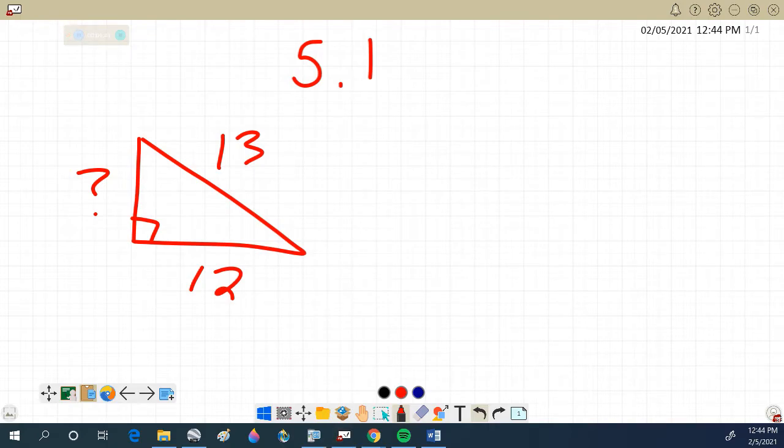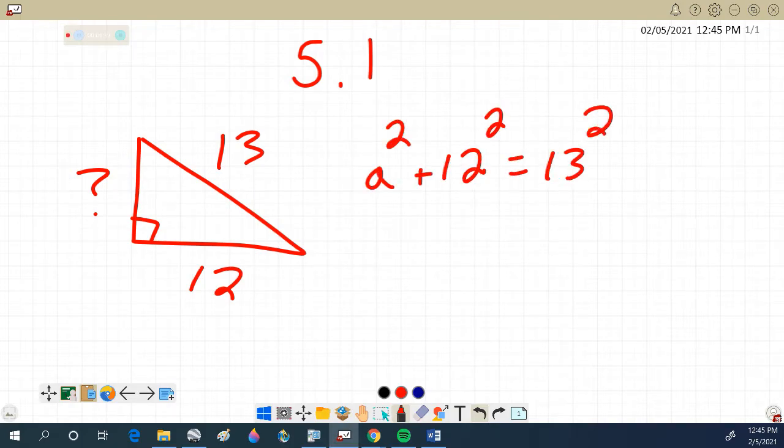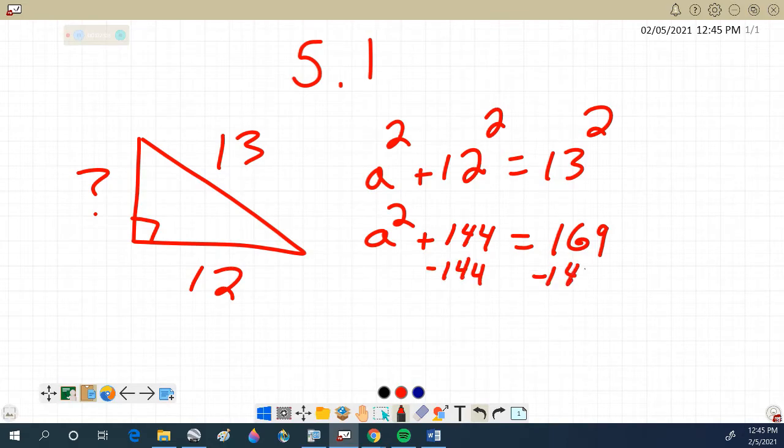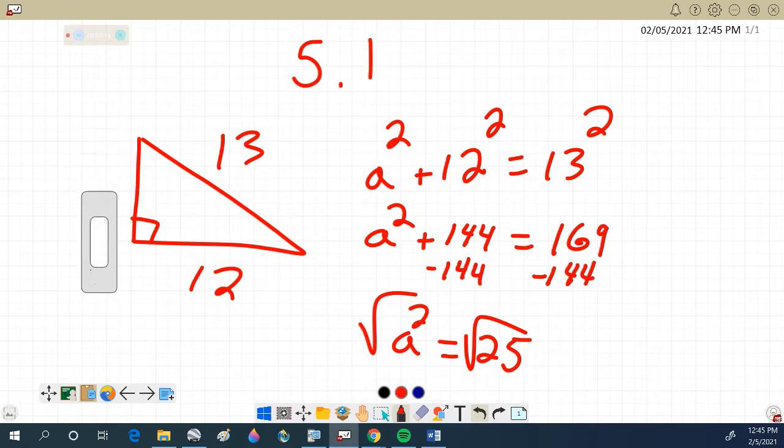So, the missing side is either A or B. It doesn't matter. A and B are interchangeable. So we write a squared plus 12 squared equals 13 squared. A squared plus 144 is 169. Now what? Subtract 144 and we get a squared equals 25. Take the square root and we get 5. Okay, that will come into play in our assignment today.